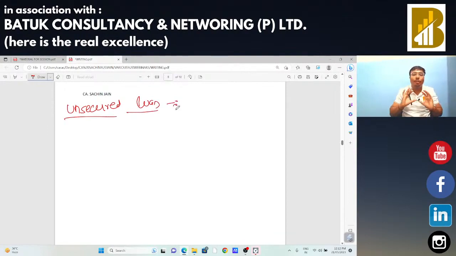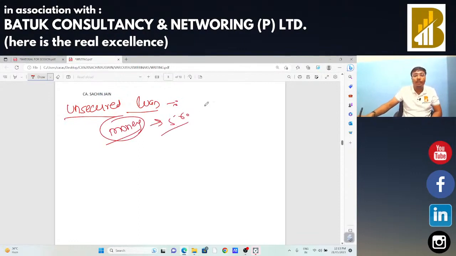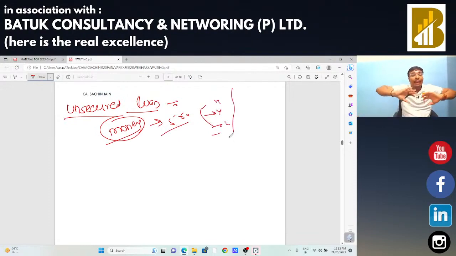Sir, unsecured loan means I am doing the business and suppose I have a certain requirement of funds. So I had taken the money, suppose 5 crore rupees, from certain persons, Mr. X, Y, Z, and all that. And I am not going to provide any type of property to XYZ for that particular amount. This type of loan is called an unsecured loan.